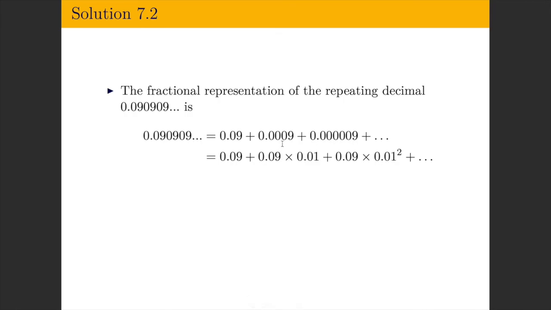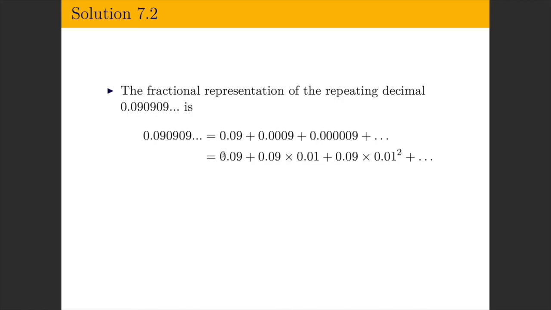And therefore, in the next line of the equation, we can replace 0.0009 with 0.09 times 0.01. Remember, multiplying by 0.01 adds 2 extra zeros in the decimal representation. And again, we can do the same for the next term in the sequence. Again, we're adding an extra 4 zeros to 0.09, and essentially we're multiplying by 0.01 squared, and so on and so forth.